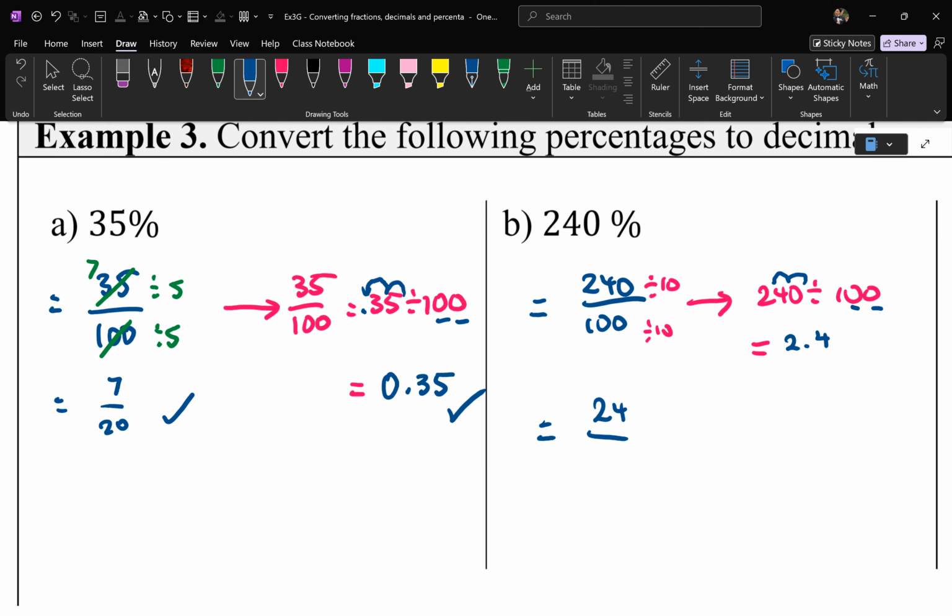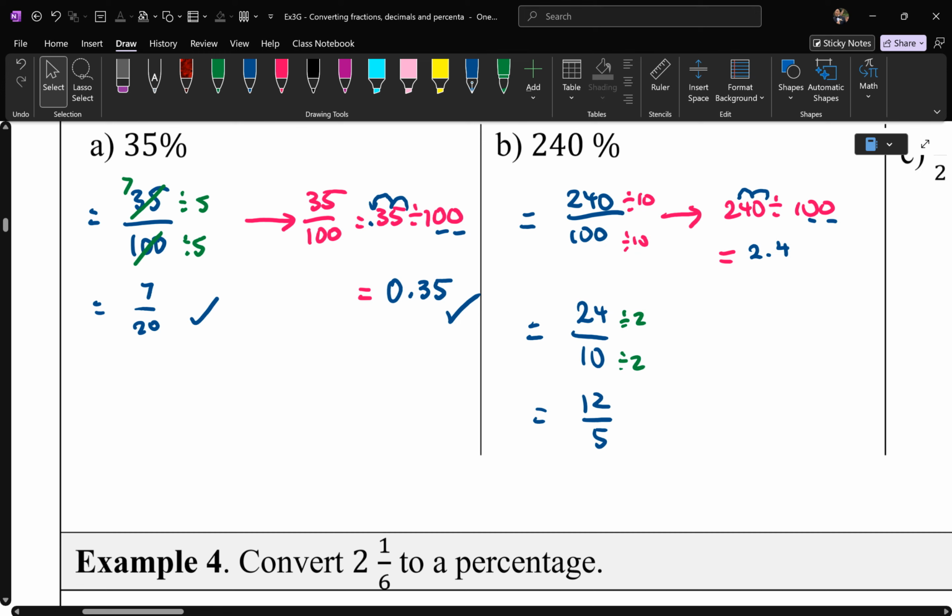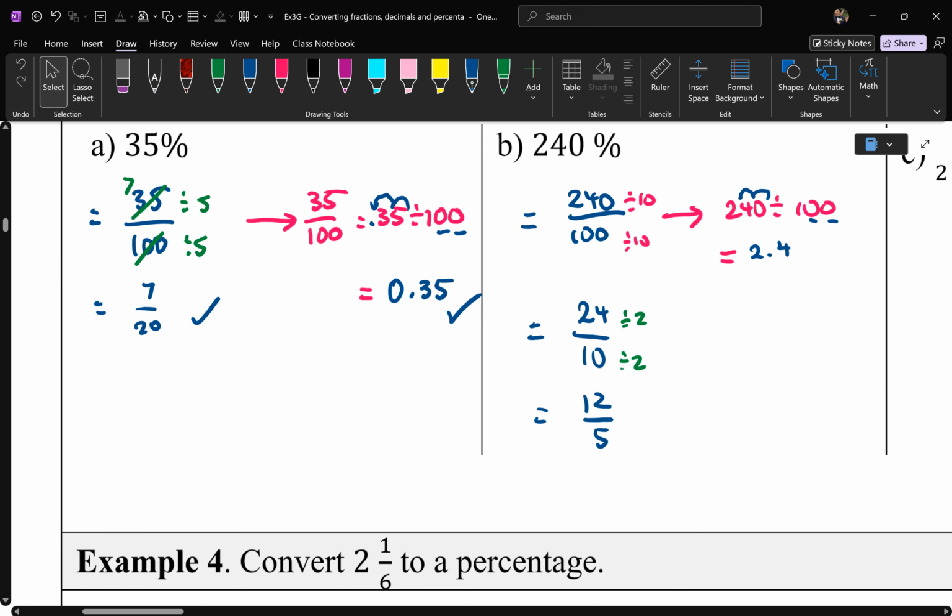24. 10 goes into 100 how many times? 10. Now I can see that there's still a factor that can go into 24 and 10. 2. Let's halve it. Halve it. 2 goes into 24 12 times, and 2 goes into 10 5 times. And if you like, you can change that to a mixed fraction.